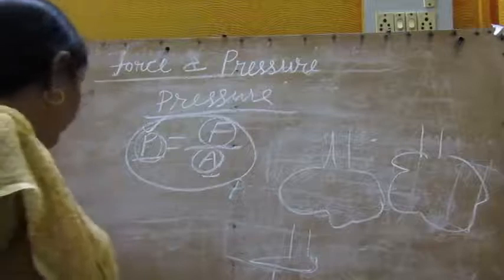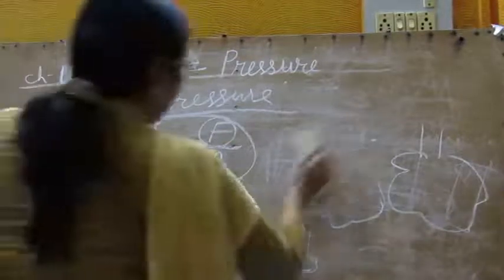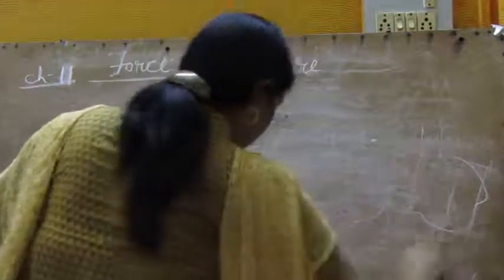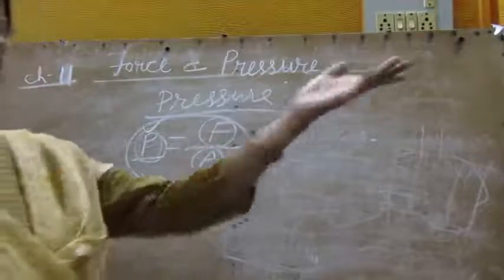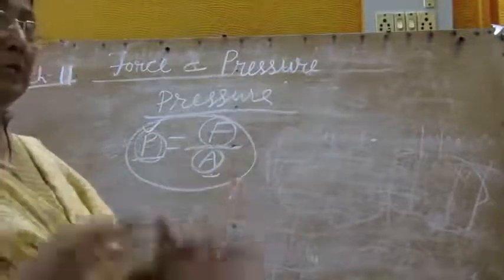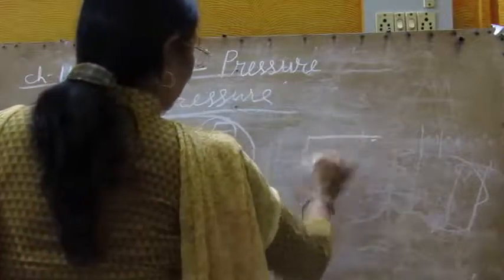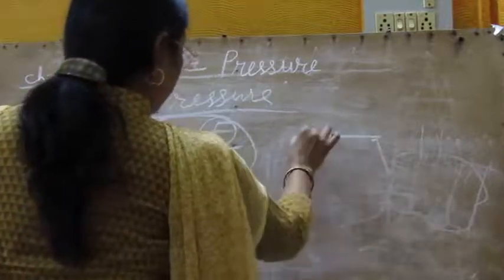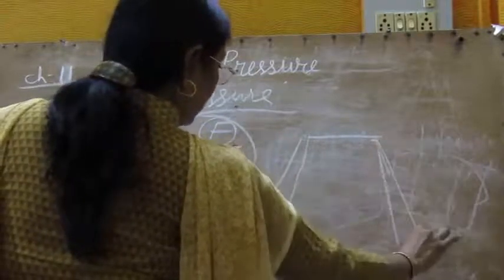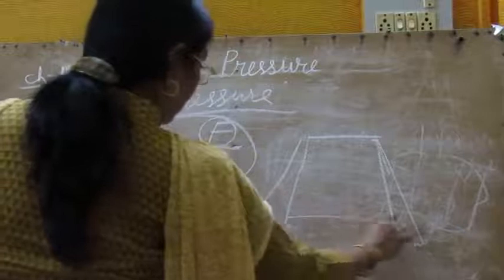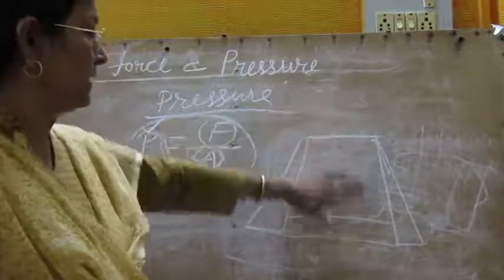Now, water and the dam. Have you seen many dams? Perhaps there is a dam near your school. If you observe the dam wall, the upper portion is thin, but the lower portion is broad, this much broad. So why is the lower portion so much broader? The dam wall has thin upper portion and broad lower portion.